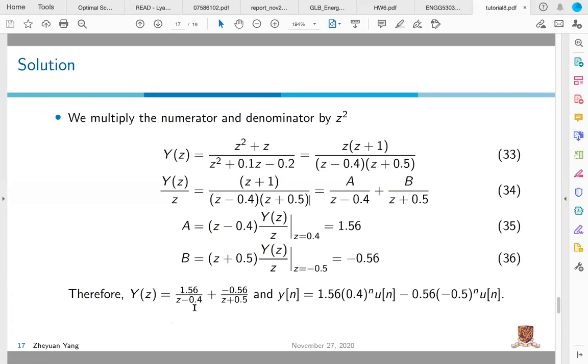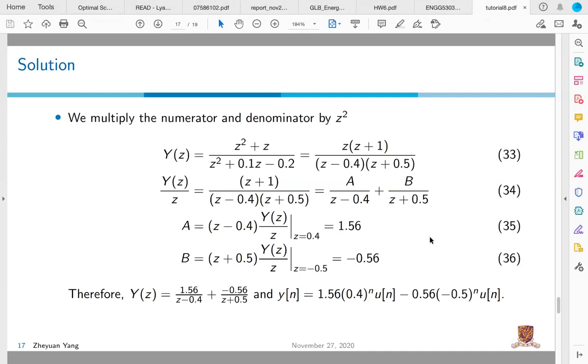So Y(z) will be equal to 1.56 divided by (z - 0.4) plus the minus 0.56 divided by (z + 0.5). And we can get the result of y[n], because previously we discussed the Z transform of a to the power n u[n]. We didn't use the inverse Z transform, we just observed the formula of Y(z). So we can get y[n] is equal to 1.56 times 0.4 to the power n u[n] minus 0.56 times minus 0.5 to the power n times u[n].